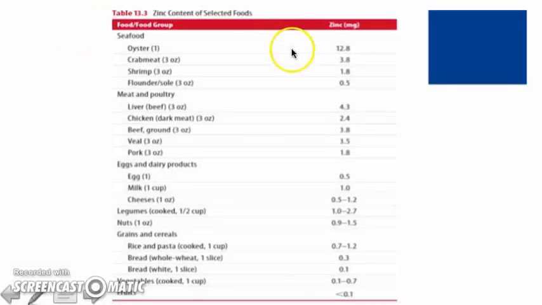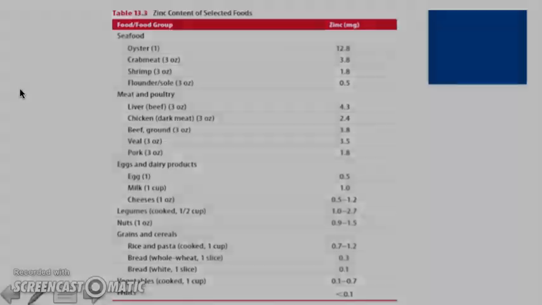Here's a chart of the zinc content of selected foods. So we see based on this chart that oysters will have the highest content per serving. Also, we see that crab meat is another good source. Liver and chicken, especially dark meat, will also provide good sources, as well as beef, veal, and pork. So you can see a lot of animal-based foods are going to contain higher concentrations of zinc.